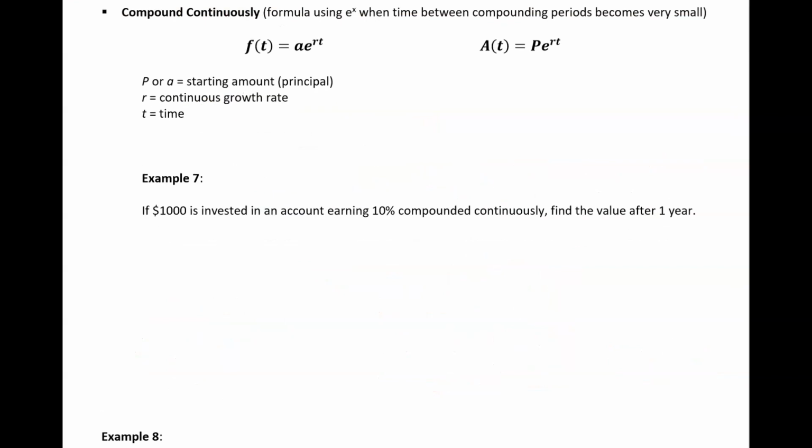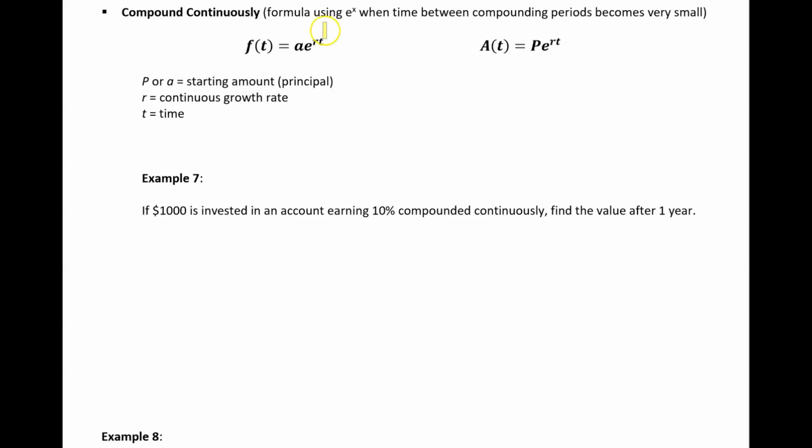Another type of interest we're going to look at is the compounding continuously interest. You're going to notice a new little part in this one. This is the formula that uses your e to the x, and this is when the time between compounding periods has become very small. So we talk about compounding continuously, not such as daily or weekly or quarterly like you've seen in other problems.